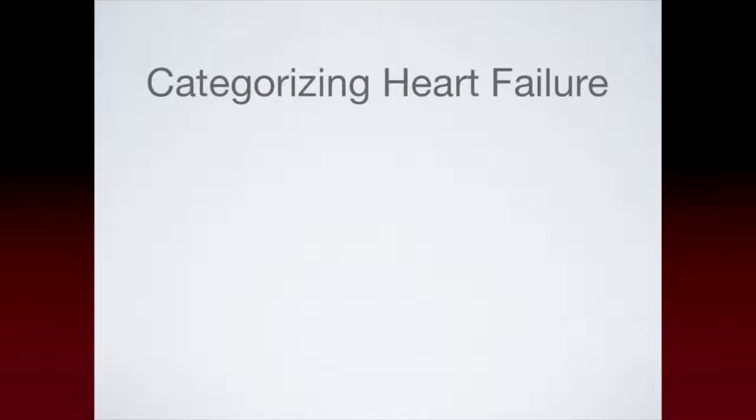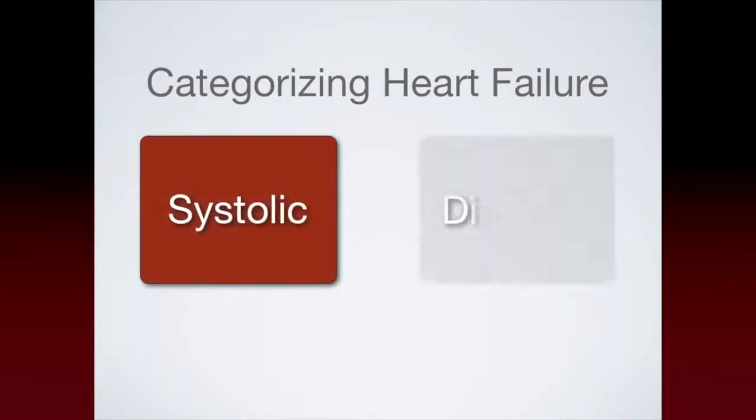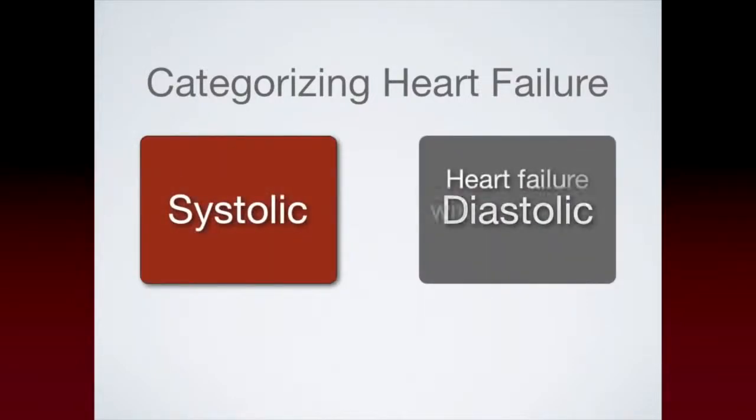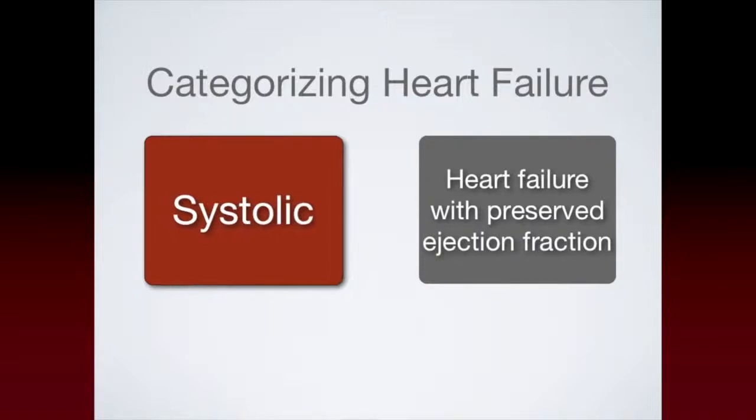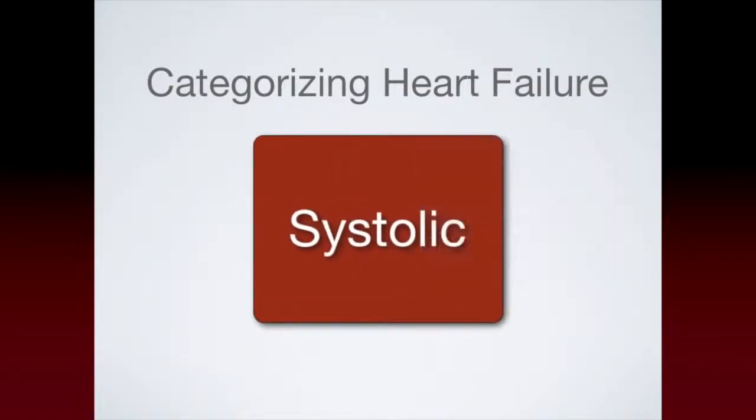Etiology. To be able to talk about etiologies of heart failure, we must first talk about how to categorize heart failure into main categories. To start off with, we generally group heart failure into two main categories: systolic and diastolic heart failure. Diastolic heart failure is also known as heart failure with preserved ejection fraction. For the purposes of this module, we will be focusing primarily on systolic heart failure.